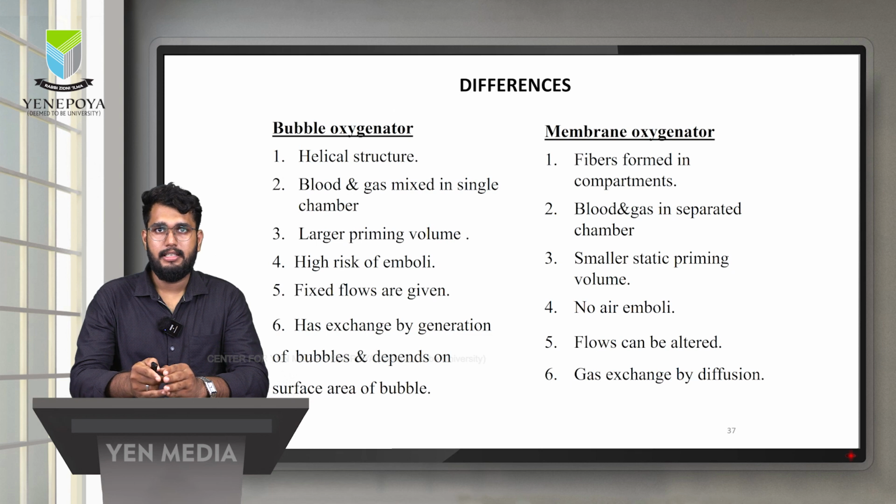So here are the basic differences between a bubble oxygenator and a membrane oxygenator. In a bubble oxygenator, mostly the structure will be helical, blood and gas are mixed in a single chamber, large priming volume, high risk of emboli, fixed flow is given, and heat exchange is by generation of bubbles and dependent on the surface area of the bubble. And in a membrane oxygenator, fibers are formed in a compartment, blood and gas are in separate chambers, smaller static priming volume, no chance of air embolism, flow can be altered, and gas exchange is by diffusion.